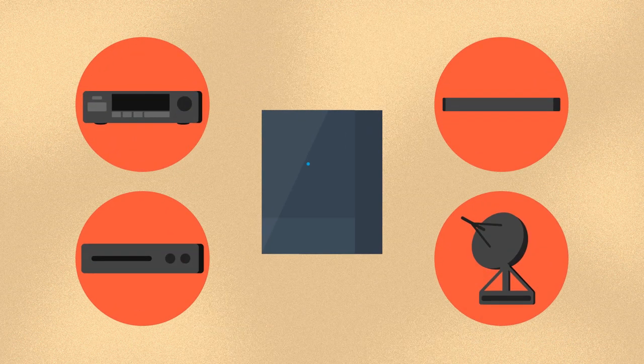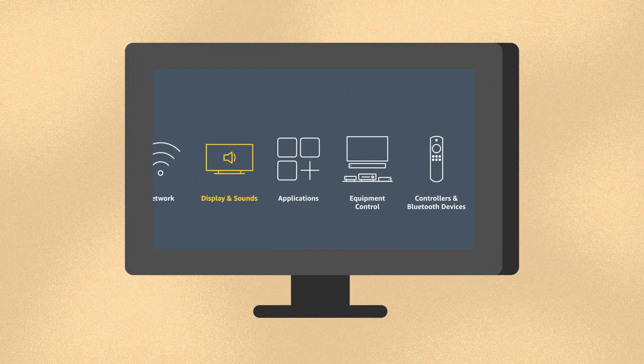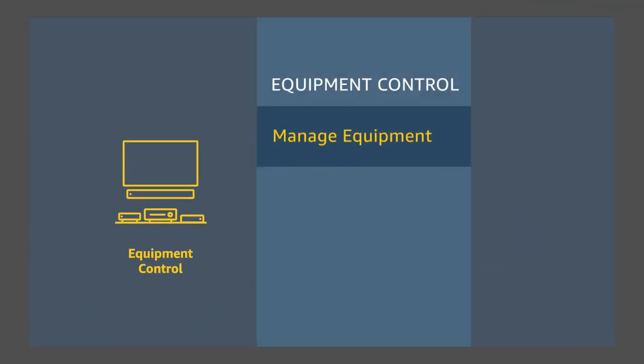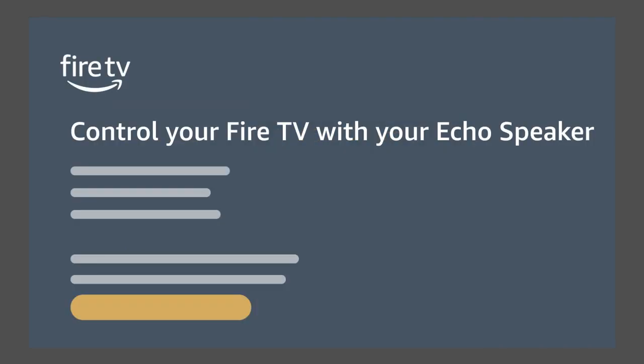In addition to a TV, if you have a soundbar, receiver, cable box, or satellite that you would like to use hands-free voice control with, they must be set up with Fire TV Blaster. You can select these individually in the Fire TV menu. Select Settings, Equipment Control, Manage Equipment. Once you set up your Fire TV Blaster, make sure you've linked your Echo and Fire TV device.